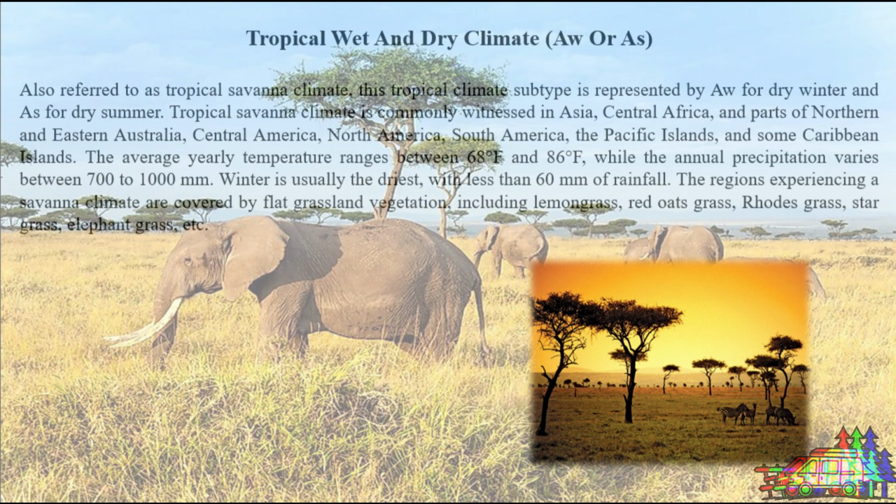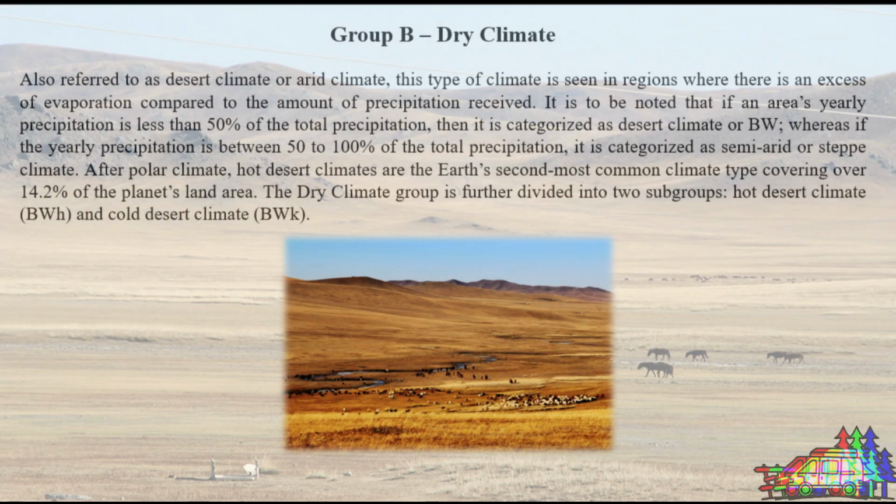The average yearly temperature ranges between 68 degrees Fahrenheit and 86 degrees Fahrenheit, while the annual precipitation varies between 700 to 1,000 millimeters. Winter is usually the driest, with less than 60 millimeters of rainfall. The regions experiencing a savanna climate are covered by flat grassland vegetation, including lemongrass, red oats grass, Rhodes grass, star grass, elephant grass, etc.